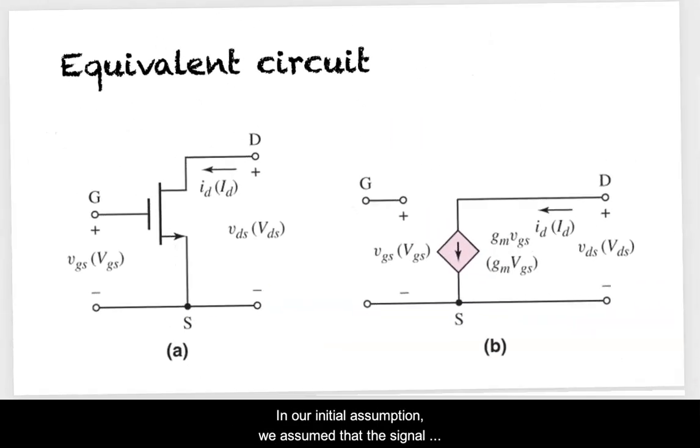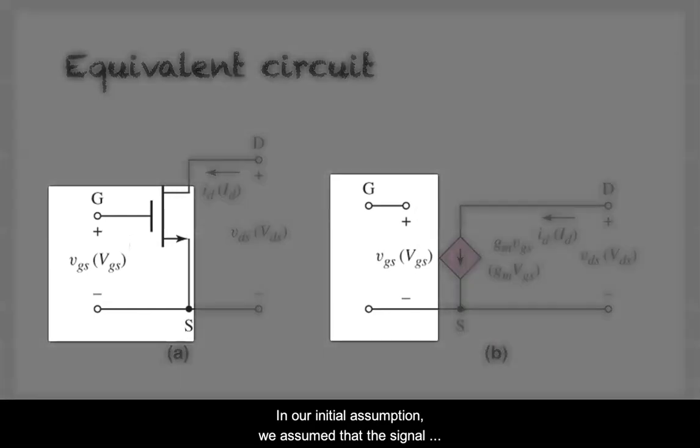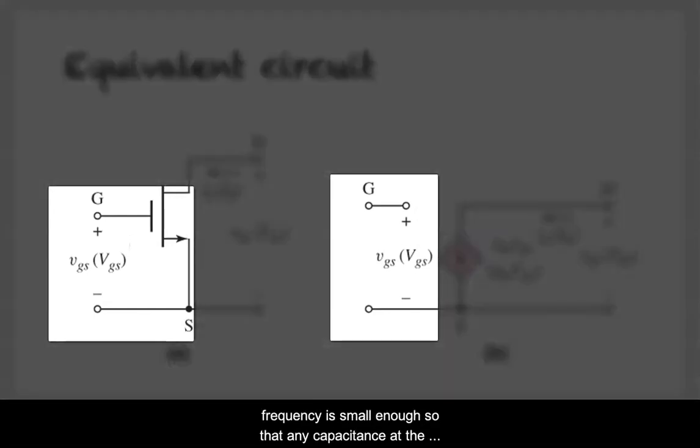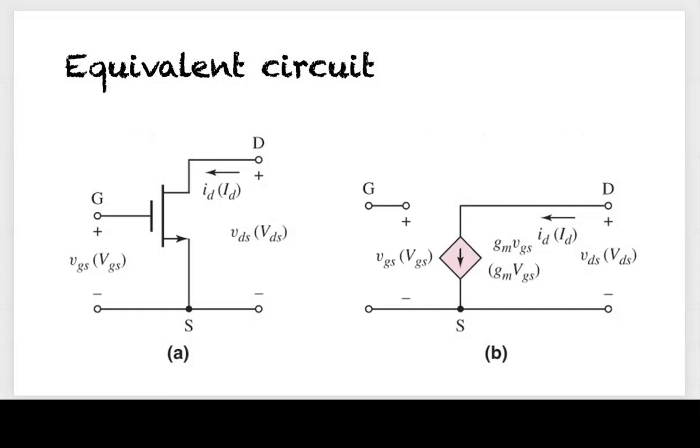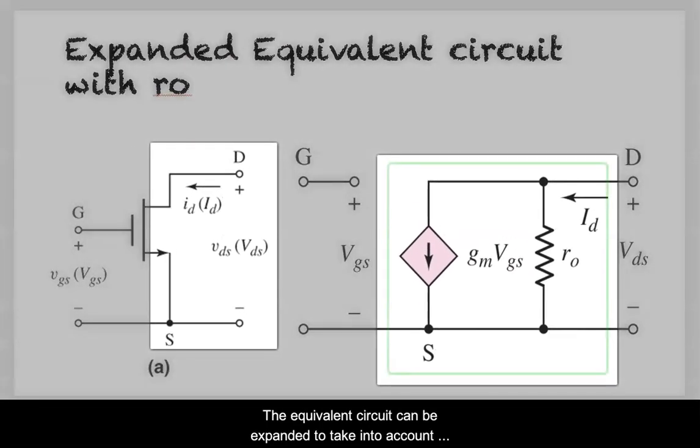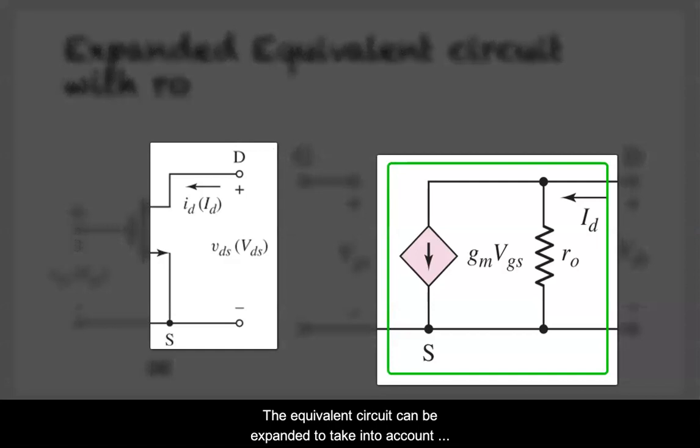In our initial assumption, we assume that the signal frequency is small enough so that any capacitance at the gate terminal can be neglected, which means the input to the gate looks like an open circuit or infinite resistance. The simplified equivalent circuit is shown here. The equivalent circuit can be expanded to take into account the finite output resistance RO, where this is the result of non-zero slope in ID versus VDS curve.